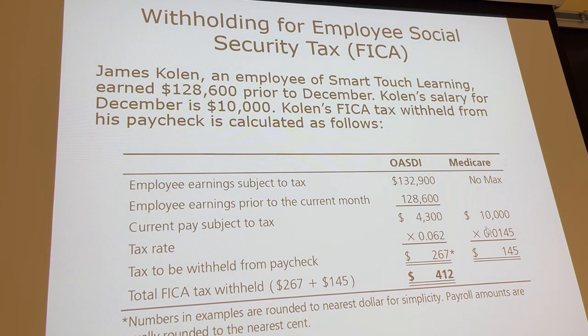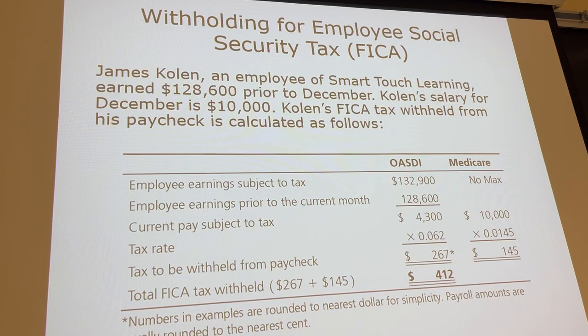Then to figure out the Medicare tax, there's no maximum that applies. All wages are subject to the Medicare tax. So his December wages are $10,000. This Medicare tax is generally 1.45%. So his Medicare tax for the month is $145. Adding together his Social Security tax and his Medicare tax, his total FICA tax withheld for the month of December is $412.